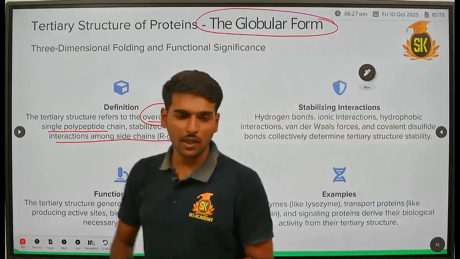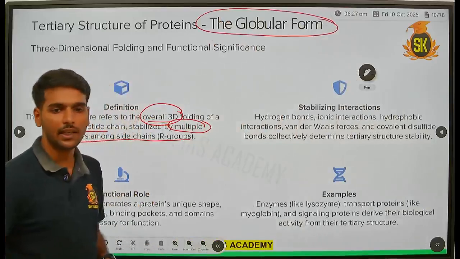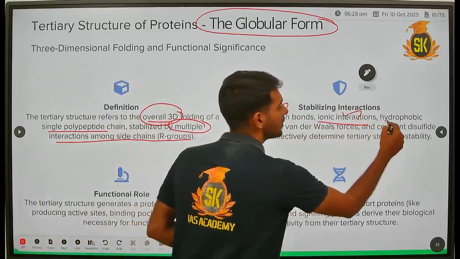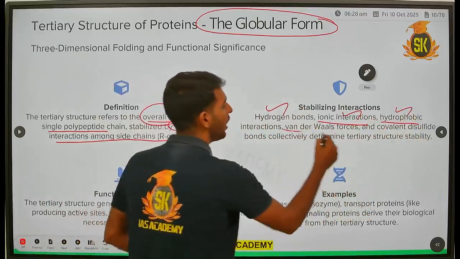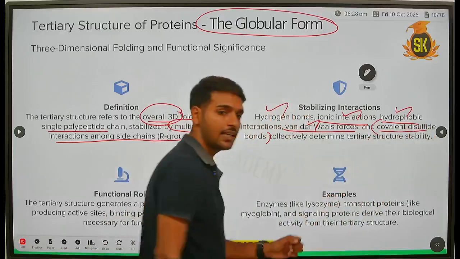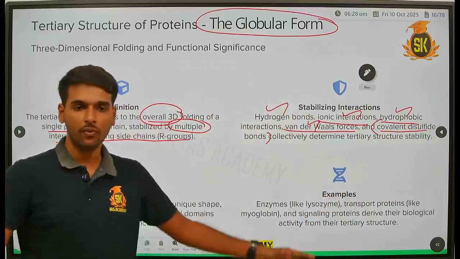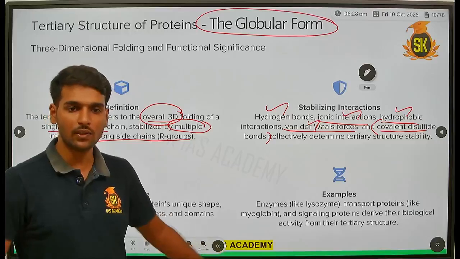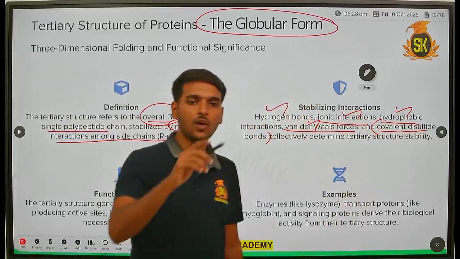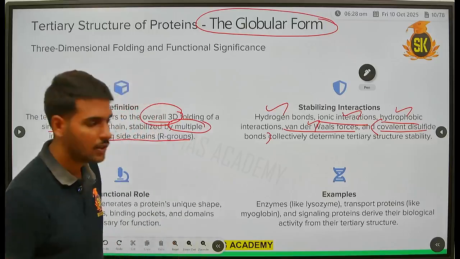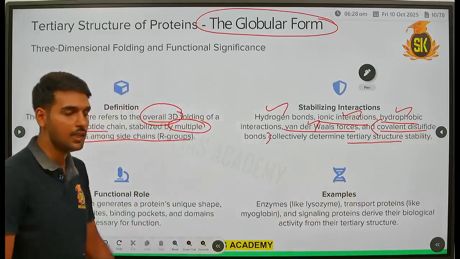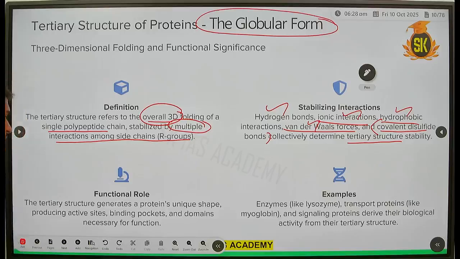Sir, what are those stabilizing interactions? One is your hydrogen bond again, then ionic interactions, hydrophobic interactions, van der Waals force, and the covalent disulfide bond. The covalent disulfide bond is the second strongest bond within a protein structure, in any type of protein structure. The first strongest is the peptide bond. Collectively, these determine the tertiary structure's stability. These are the types of interactions which we have.